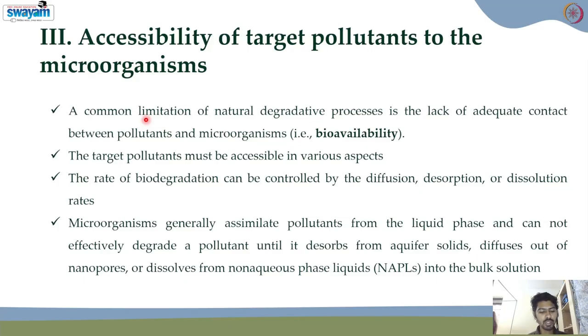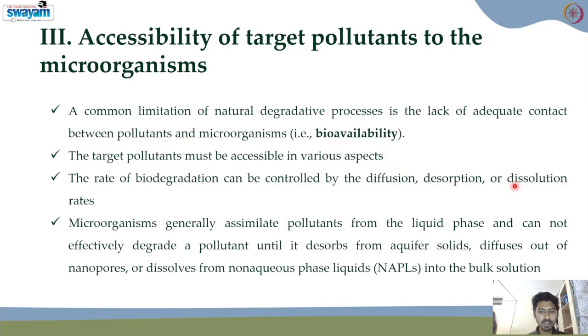or they diffuse out of the tiny pores or are released from the soil particles, the microorganisms can't access them. So bioavailability is one of the important factors for making pollutants available and making more contact between the pollutant and the microorganism. The target pollutant must be accessible in various aspects. And the rate of biodegradation is mainly controlled by the diffusion of the pollutant or the desorption or dissolution rate.